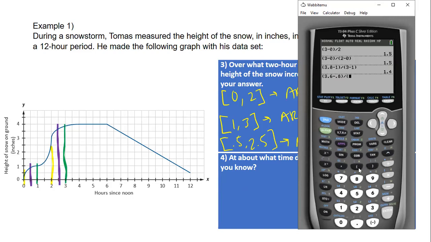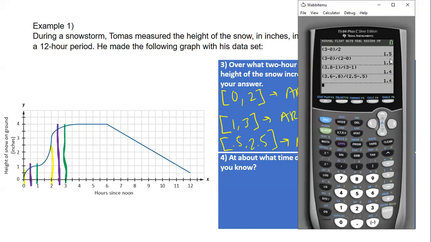Divided by, and I went from 2.5 minus 0.5. That's all we're doing. Average rate of change. Nothing different. It's just that it's from a graph instead of a table. Hit enter. So out of my 3 intervals, which one had the fastest rate?